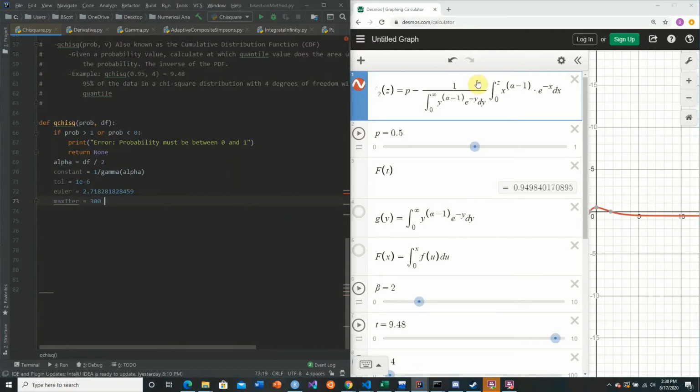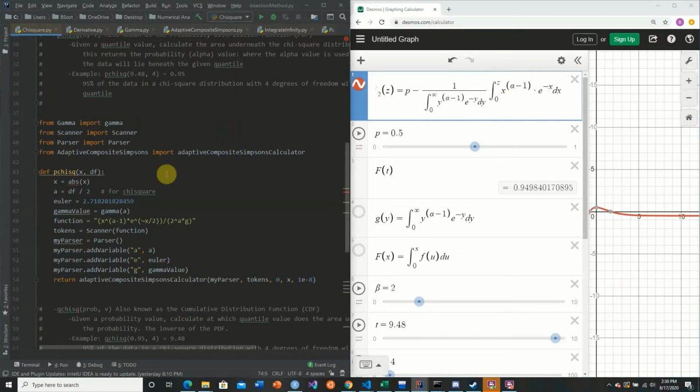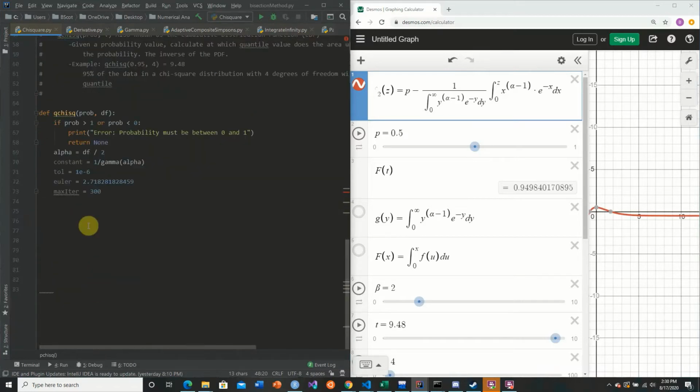And now what we need to do is make our function for this. So we're going to use our calculator and our parser. Just like here, we're going to make our function, make our scanner, and make our parser. So we're going to say function is equal to x raised to the a minus 1 times e raised to the negative x. And what we also need to do is times our constant by this value. So we have our constant times this.